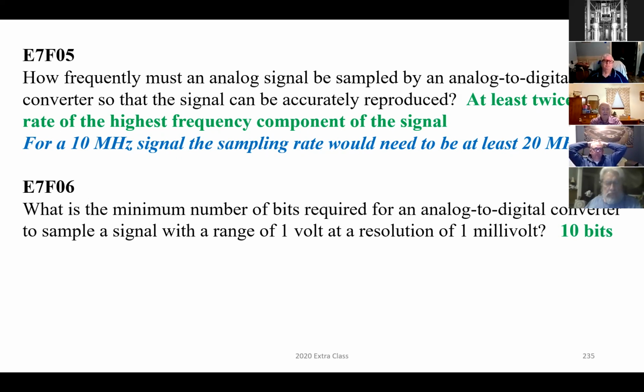Okay. What is the minimum number of bits required for an analog to digital converter to sample a signal with a range of 1 volt at a resolution of 1 millivolt? That would be 10 bits.